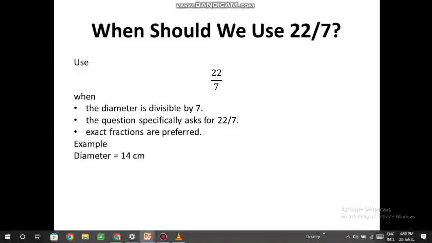For example, if the diameter we are having is 14 centimeter and we need to find the circumference, the formula for circumference is pi into d. So we will multiply the value of diameter with the value of pi. Now you can see that 14 is divisible by 7, so 22 times 2 will give you 44. So this is the benefit of using the fractional value of pi.